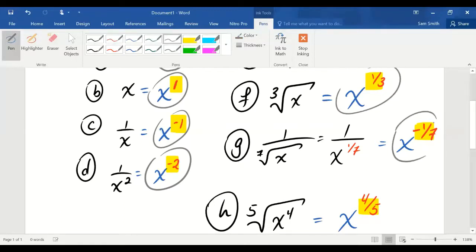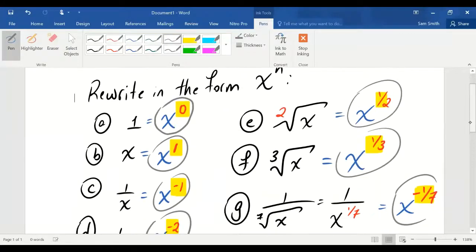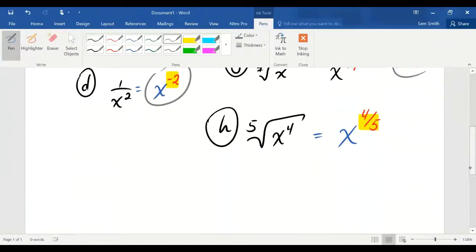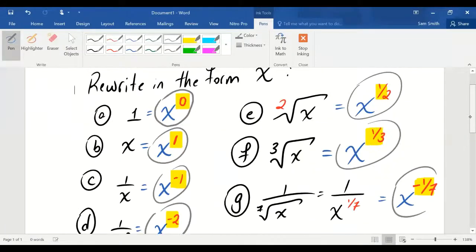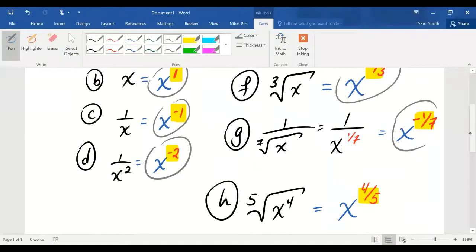So anytime you see a fraction, anytime you see a 1, anytime you see a root, these are all powers in disguise. So hopefully this will help you out with the problem set for today.